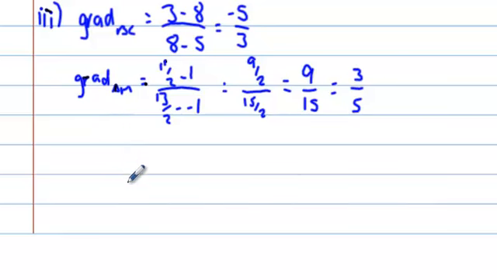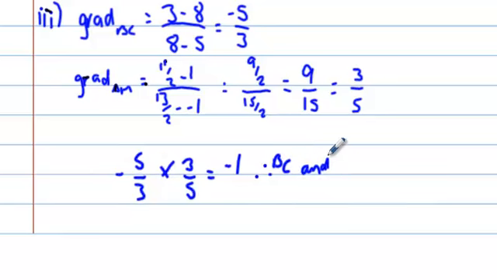So the last step is to show that if I do the gradient of BC times the gradient of AM, that's equal to -1. Therefore BC and AM are perpendicular.